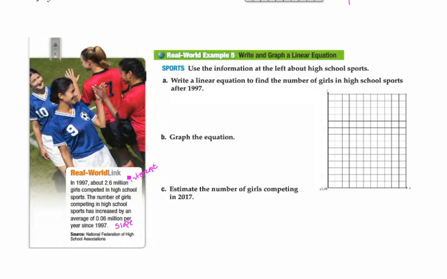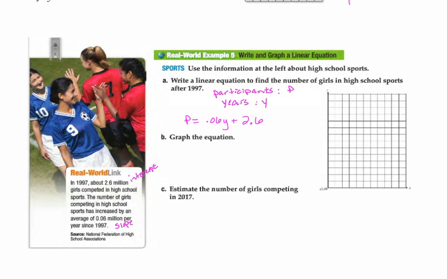Okay, so we're going to write a linear equation. Let's deal with participants. I don't really want to say girls. Participants and years. So participants is P, years is Y. So the participants are 6/100ths of a million per year plus the 2.6 million that we started with. So P equals the 6/100ths per year plus the 2.6 that we started with.